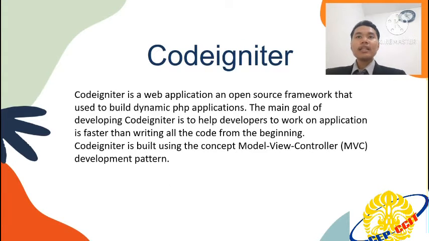What is CodeIgniter? CodeIgniter is a web application open source framework that is used to build dynamic PHP applications. The main goal of developing CodeIgniter is to help developers work on applications faster than writing all the code from the beginning. CodeIgniter is built using the concept of model, view, and controller, or MVC, development pattern.